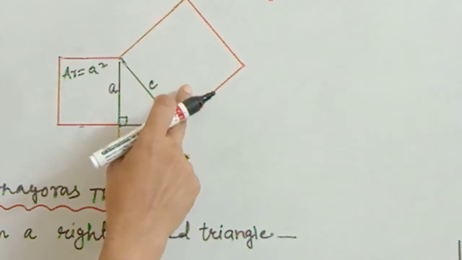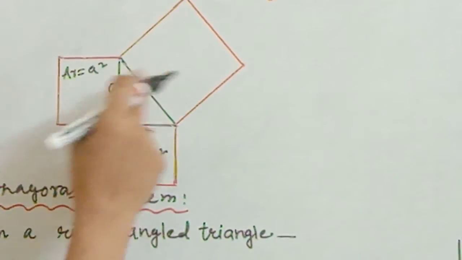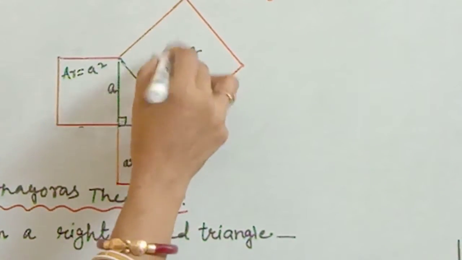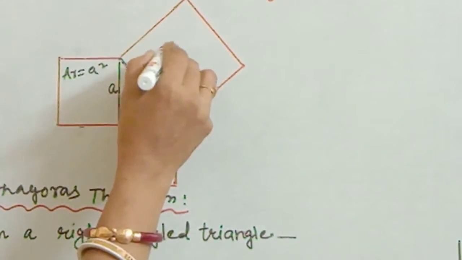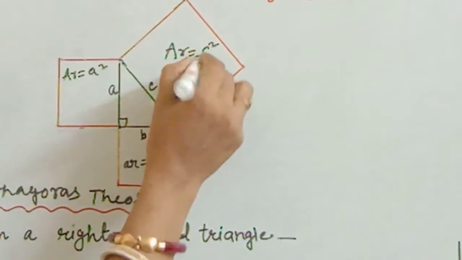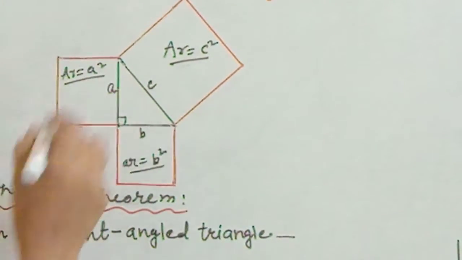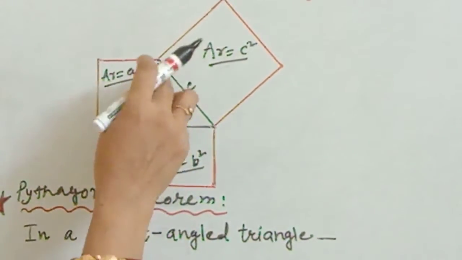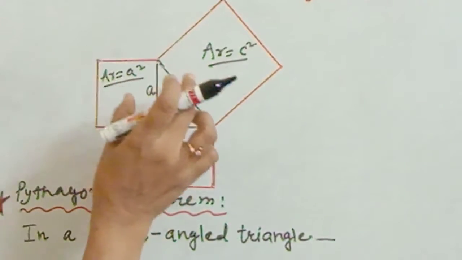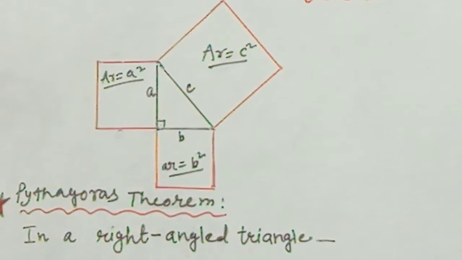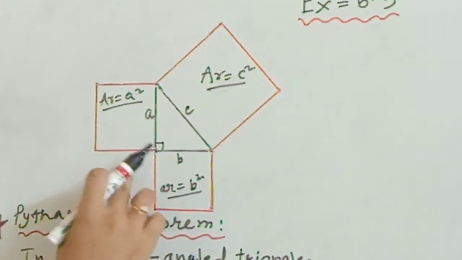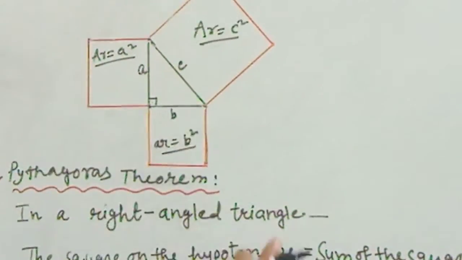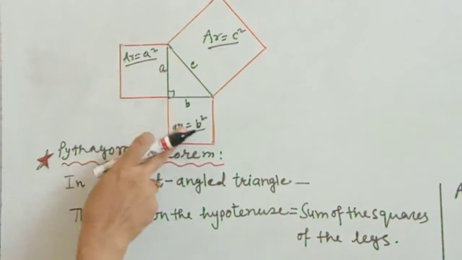Similarly, if we draw one square on its hypotenuse, it will be C square, as all the sides are C. So the area will be C square. Now, according to Pythagoras theorem, we can verify it in higher classes also. What we can see is that the square on the hypotenuse is equal to the sum of these two squares.